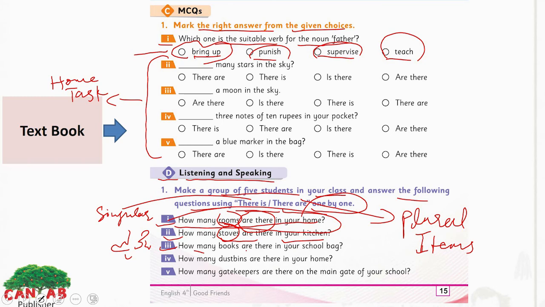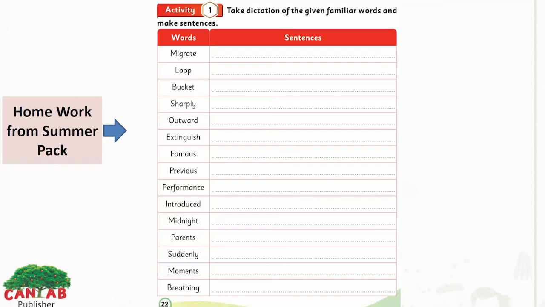The third one, how many books are there in your school bag? The fourth one, how many dustbins are there in your home? The fifth one, how many gatekeepers are there on the main gate of your school? So you have to question it and the other will answer it. I hope you will do this activity at your home.